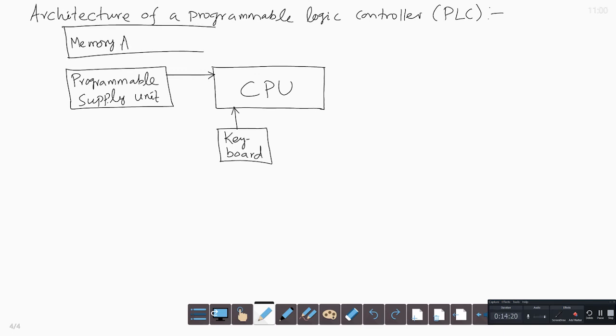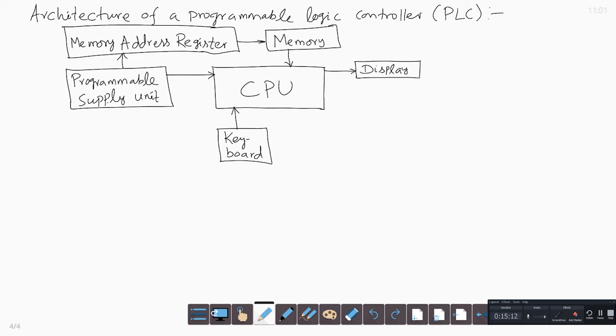Here you have the memory address register. The memory address register calls the memory, and memory data goes to the CPU. Memory information goes to the CPU. Then from the CPU we can have a display. Here we can have a unit for reset of the CPU, or set of the CPU, or stop of the CPU.